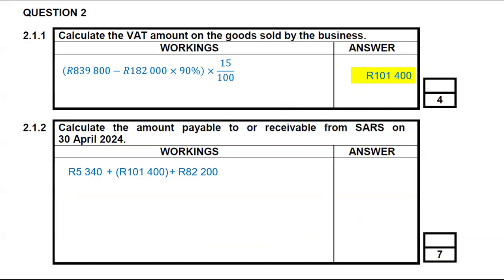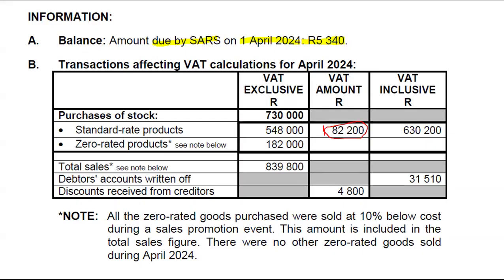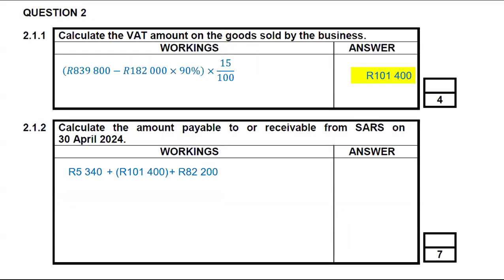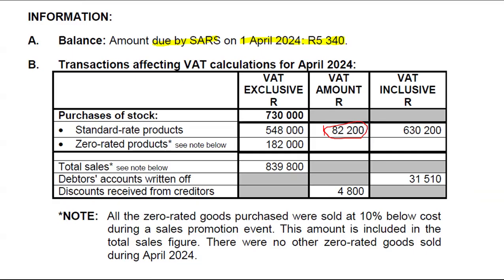Great. Let me go back to the table again and see what else I need to do. We have bad debts written off. That is debtors accounts written off. So that 31,510 is your expense. And what did I say VAT on expenses will be? It will be VAT input. All right, I'm going to do that last. I just want to deal with the easy ones.